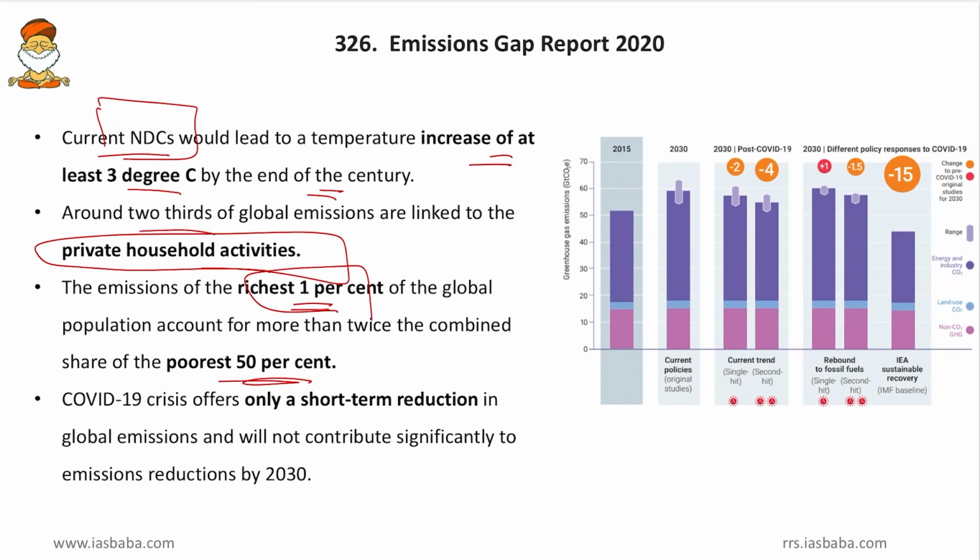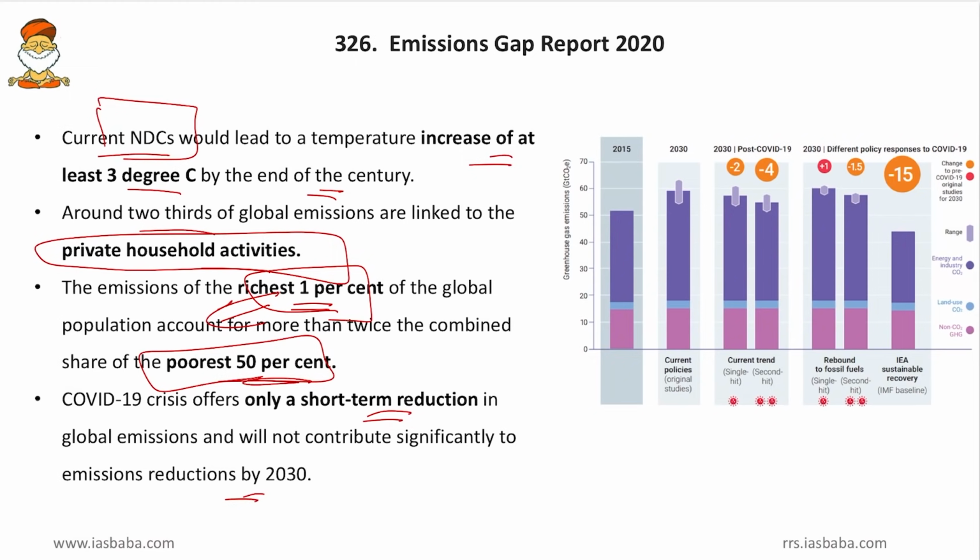So a huge difference: the top 1% are emitting more than twice of what the bottom 50% are emitting. Then, the COVID-19 crisis offers only a short-term reduction in the global emissions and will not contribute significantly to the emission reductions by 2030.